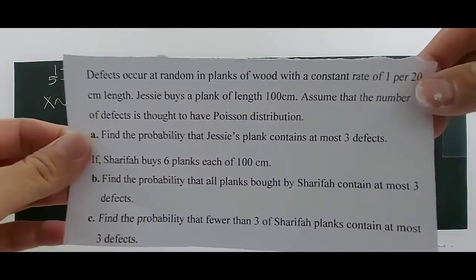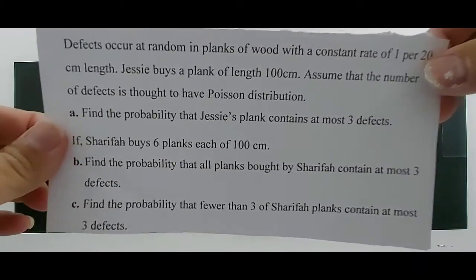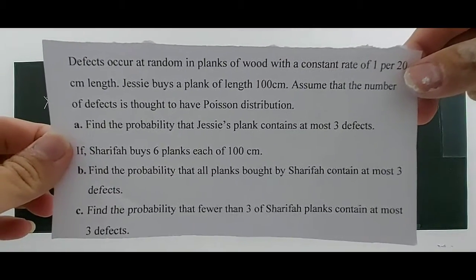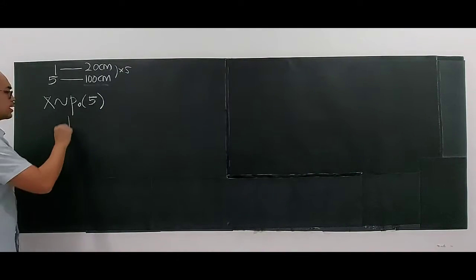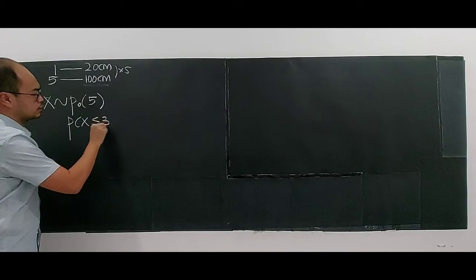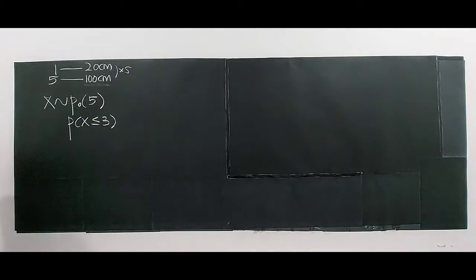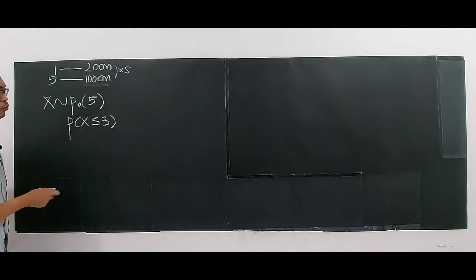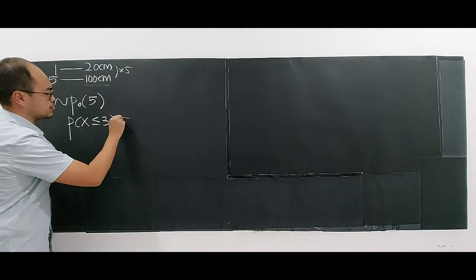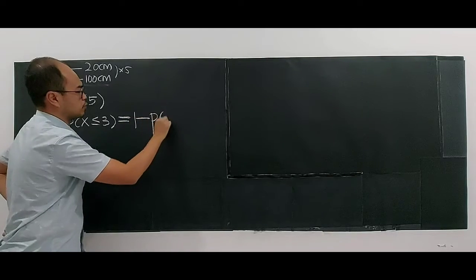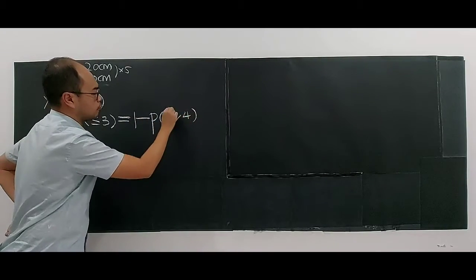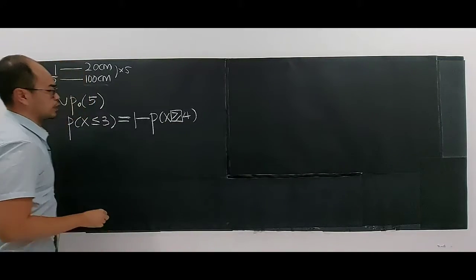Assume that the number of defects is thought to have a Poisson distribution. For question A, find the probability that Jesse's plank contains at most 3 defects. At most 3 defects, so X less than or equal to 3. If you want to use the statistical table, for the matriculation program, you have to do 1 minus the probability of at least 4. It must be in the format of at least, so greater than or equal.